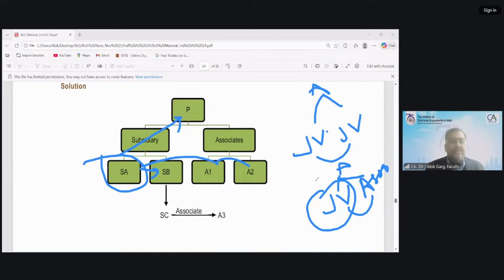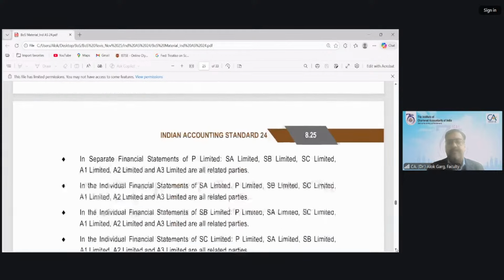Sir, these are also siblings. So for SA, P is a related party, SB is a related party, A1 is a related party, A2 is a related party, and the subsidiary of the fellow subsidiary is a related party, and the associate of the fellow subsidiary also becomes a related party, right? Yes, sir. Clear? Not clear? Clear, sir. Very much clear, sir.